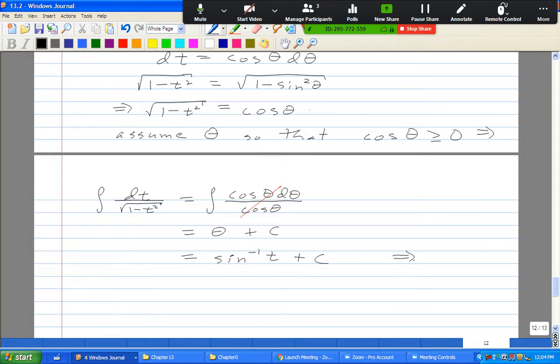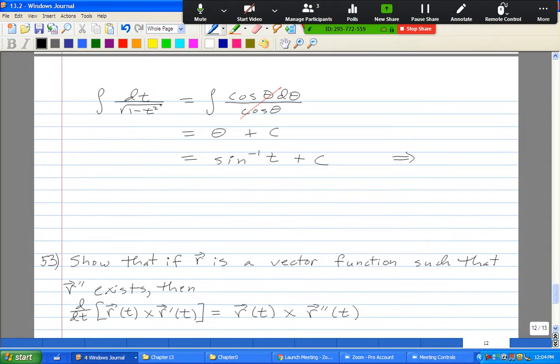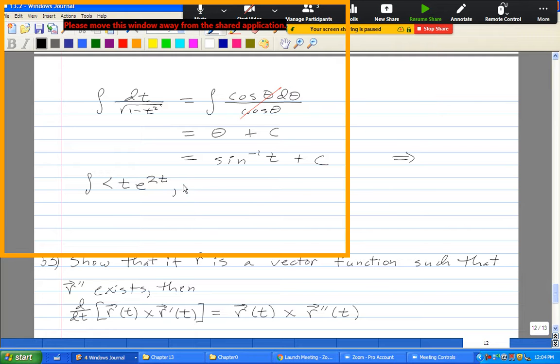And so, lastly, I have the integral of t e to the 2t. Okay, come on. Give me back my screen.